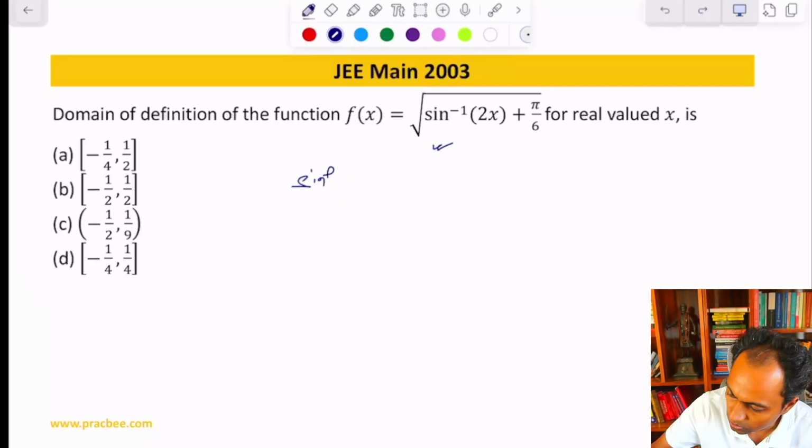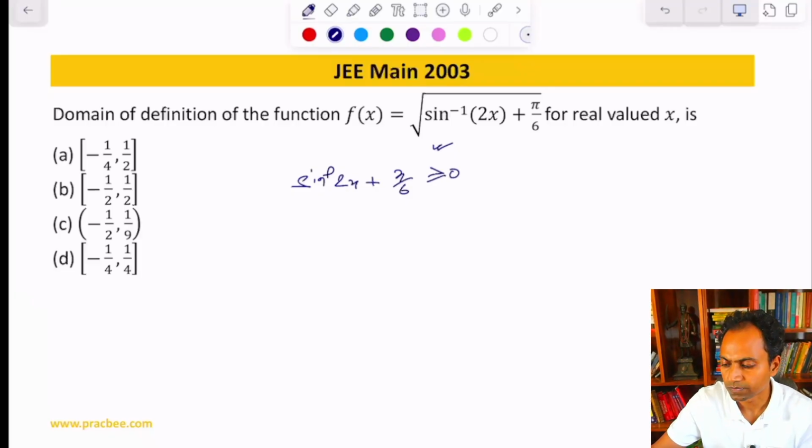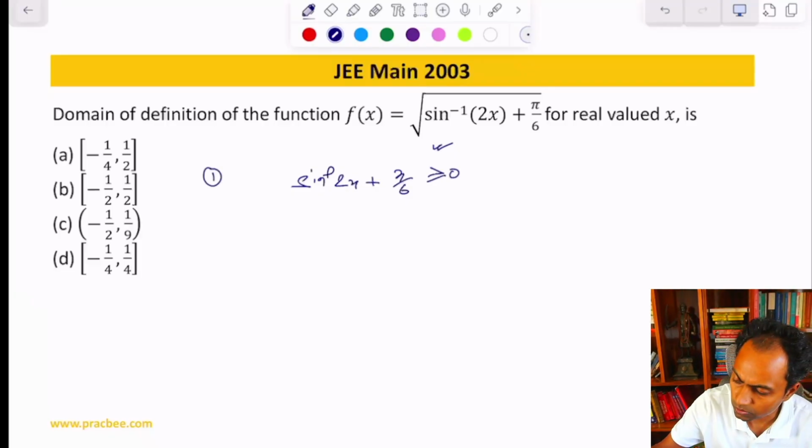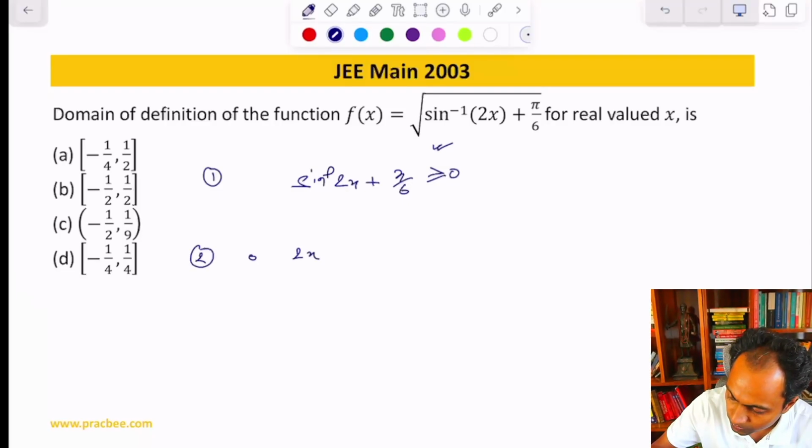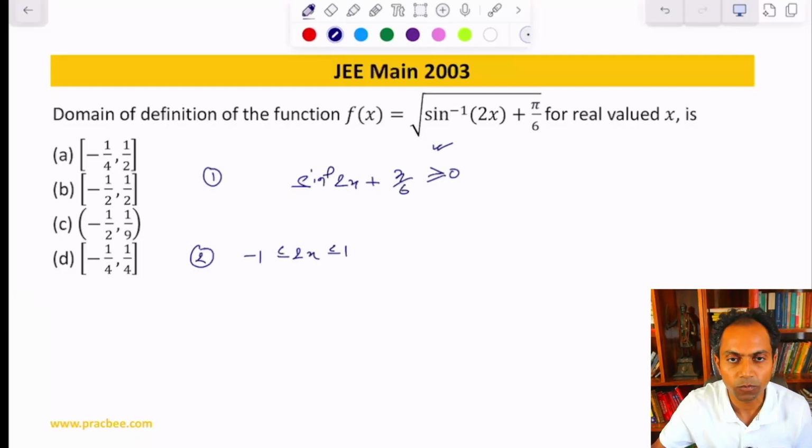We'll have to consider two things. One is that this should be defined. For this to be defined, this needs to be greater than or equal to 0. This is the first condition that we need to solve. And the second thing is sine inverse itself is only defined when you put values between -1 and 1. So this is interesting. Whenever composite functions are there, this one more condition gets applied.